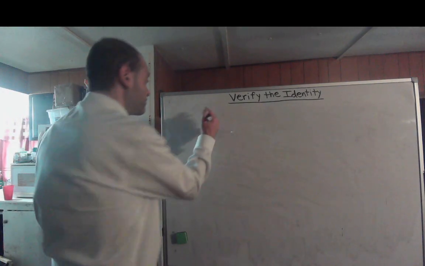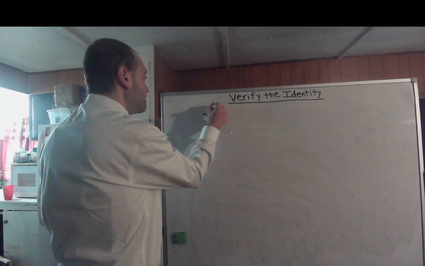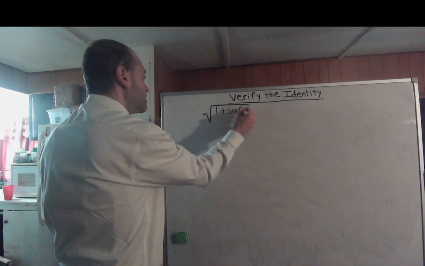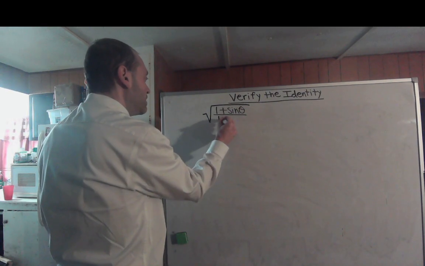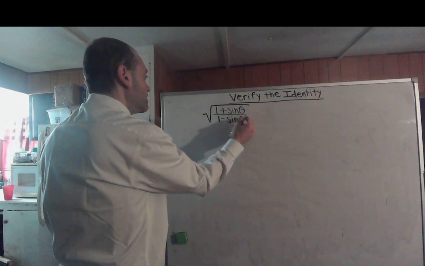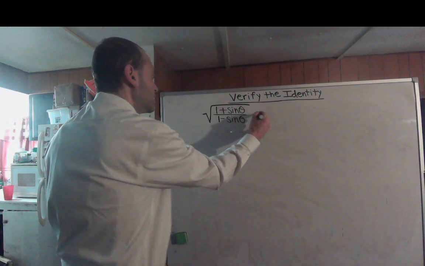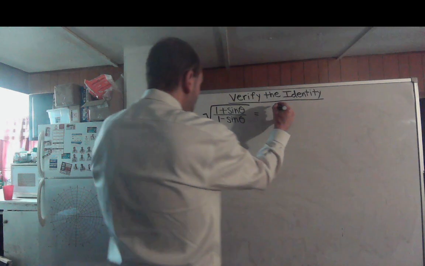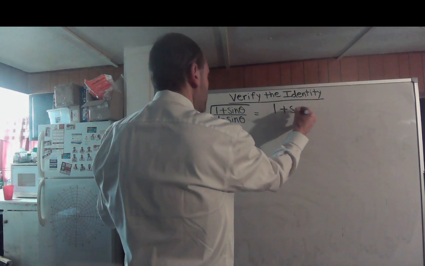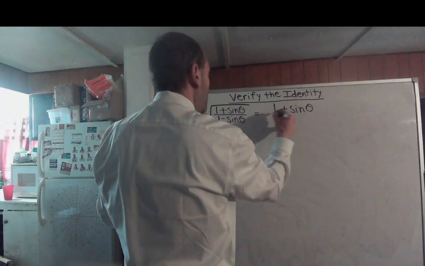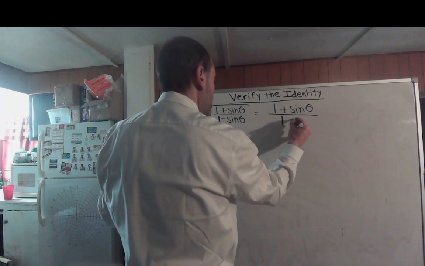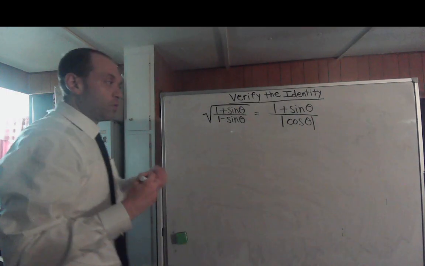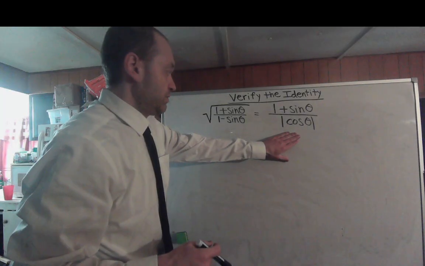Alright, we have a couple of radical ones. We have to verify that the radical of 1 plus the sine of theta all over 1 minus the sine of theta, the square root of that whole expression, is equal to 1 plus the sine of theta all over the absolute value of the cosine of theta. And at the end, I'll go over why we have an absolute value for the cosine.